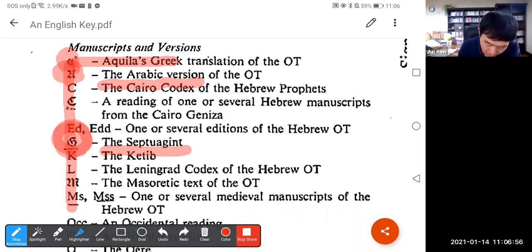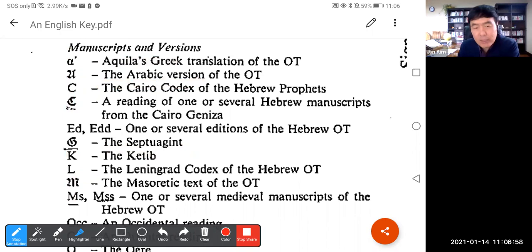Unfortunately, this section doesn't provide all the information. You may see some signs of manuscripts and versions that are not really explained on this page. Then what do you need to do? You go to your BHS, and in the beginning, it provides further information.